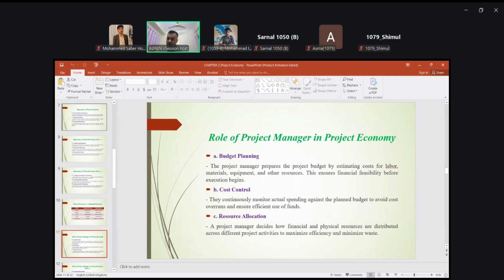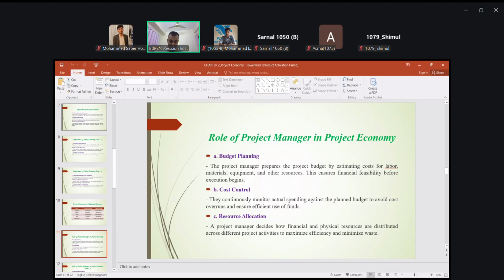Then we talked about the cost control. They continuously monitor actual spending against the planned budget to avoid cost overruns and ensure efficient use of funds.